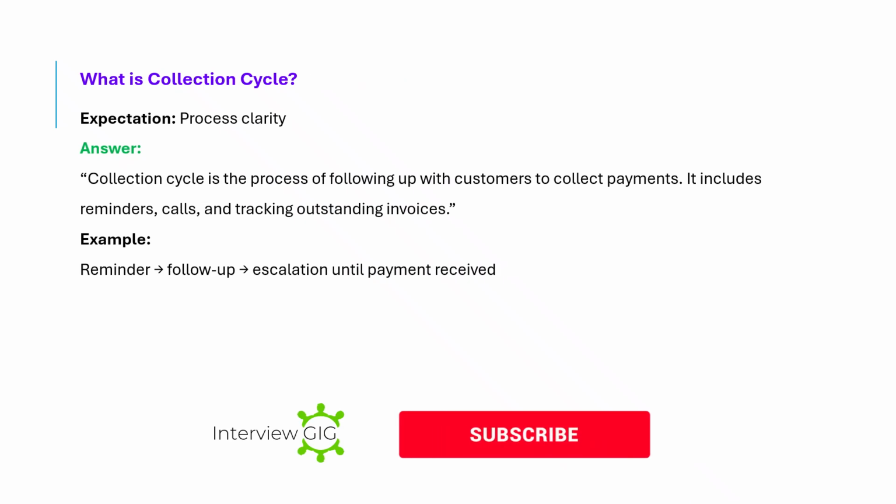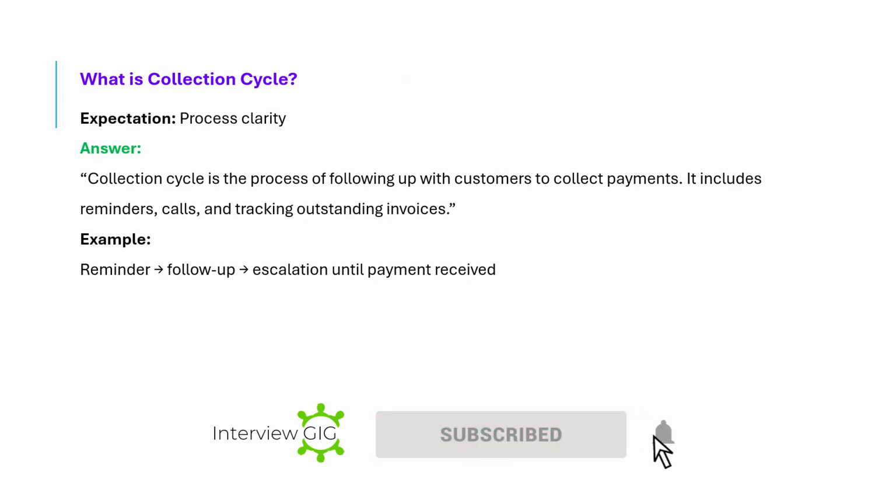What is collection cycle? Expectation: process clarity. Answer: Collection cycle is the process of following up with customers to collect payments. It includes reminders, calls, and tracking outstanding invoices. Example: reminder, follow-up, escalation until payment received.